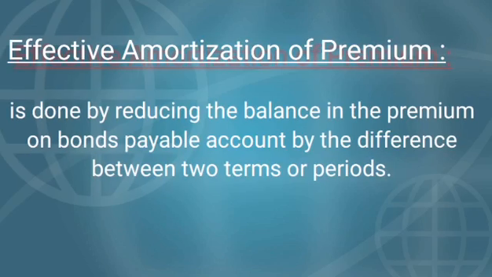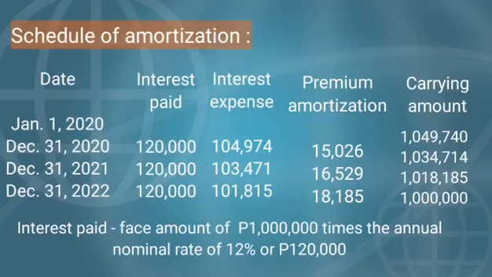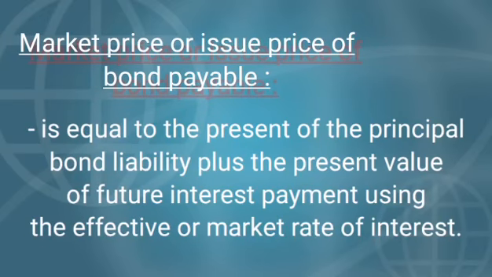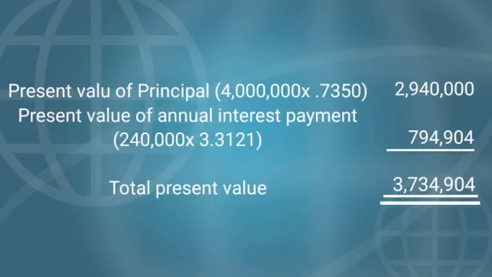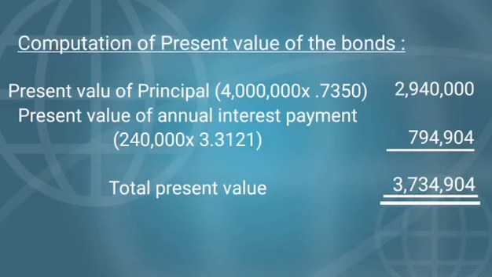Effective amortization of premium is done by reducing the balance of the premium on bonds payable account by the difference between the two terms of the period. Schedule of amortization. Market price or issue price of bond payable is equal to the present value of the principal bond liability plus the present value of future interest payments using the effective or market rate of interest. Okay, computation of present value of the bond.